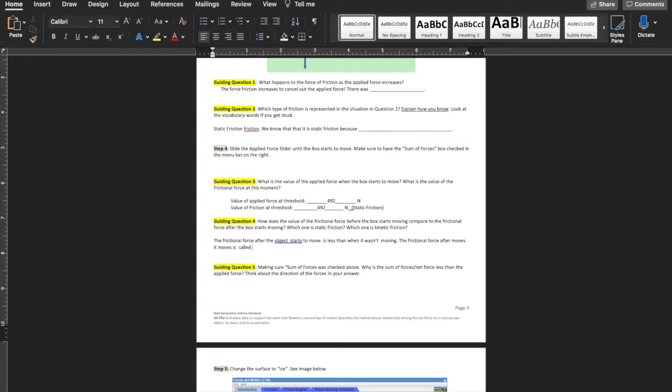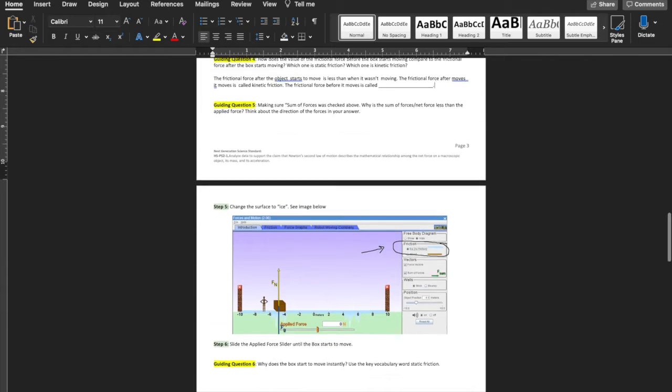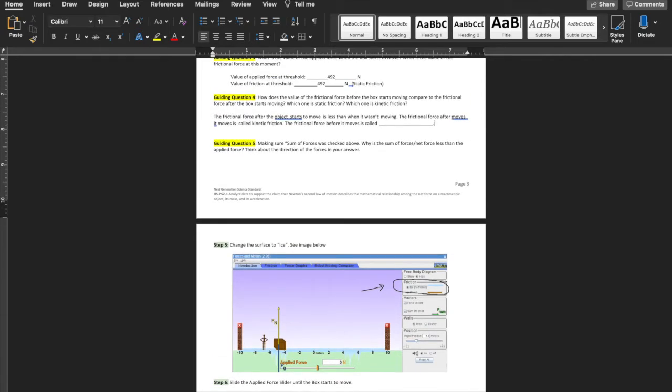is called kinetic friction, and the frictional force before it moves is called what? Well, it's not kinetic friction. We only had two different types. But I think what's interesting is that as soon as we went from not moving to moving, the friction force changed dramatically and it changed instantaneously. So we went from static friction to kinetic friction.